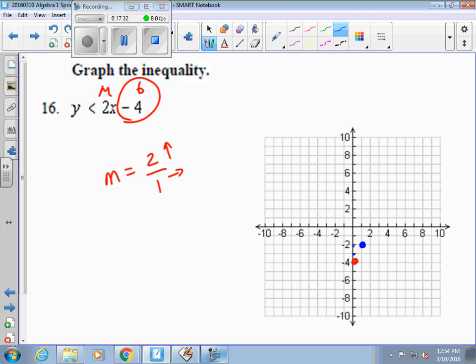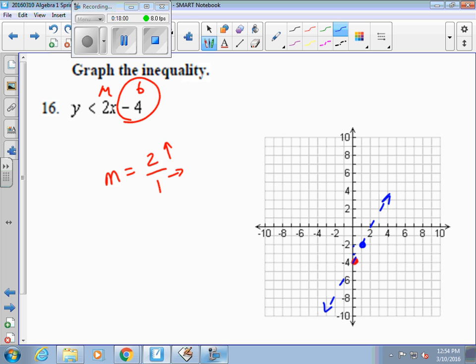If this were just an equation, we'd draw a straight line through those 2 points and be done. It's not. It is an inequality. The first difference with inequalities, you have to determine if it's a dotted line or a solid line. Remember, if it said "or equal to," it'd be a solid line. This one just says less than, so it's just going to be a dashed line through those 2 points. So it'll look like that. The second difference with inequalities is you have to shade one side or the other.